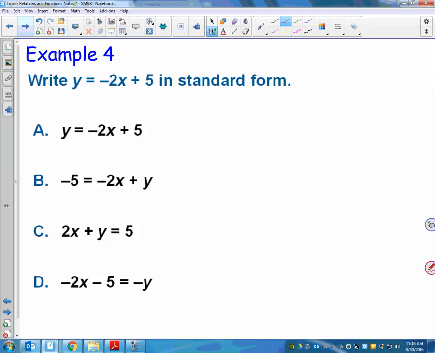So, if you just remember that x has to be positive here, there's only one possible answer, because all of these have a negative x except for c. So c meets the requirements because x and y are on the same side together, x is positive, no fractions or decimals.